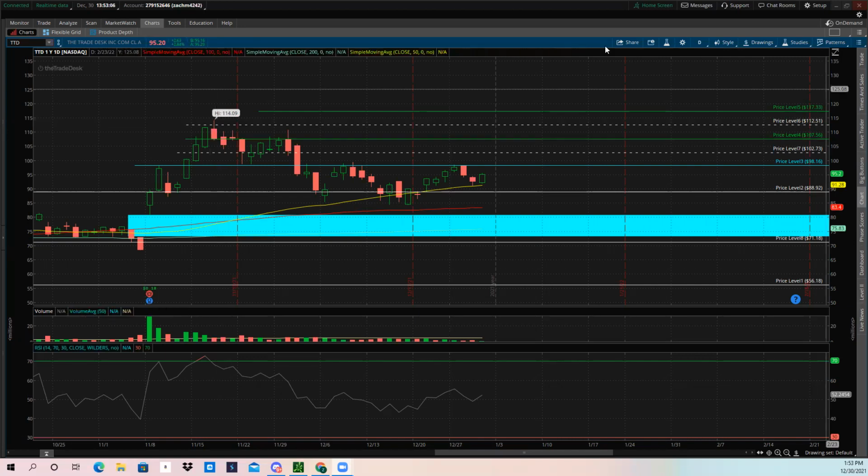We're looking at the daily chart right now. If you guys are bullish on this, I've got your breakout levels, I've got your bullish price targets to take profit at, and all the resistance levels you're going to face in between there.